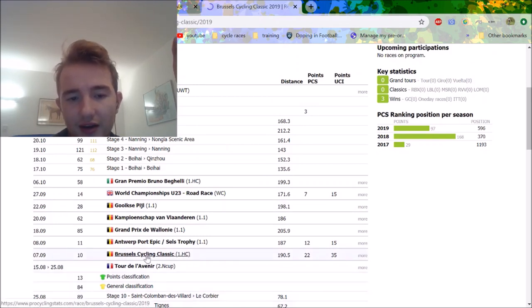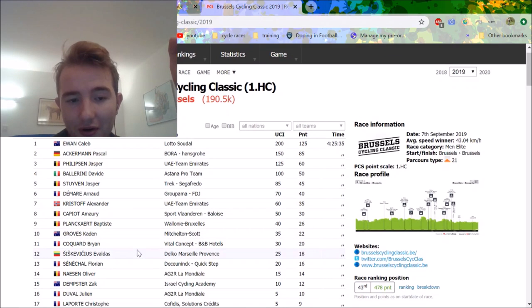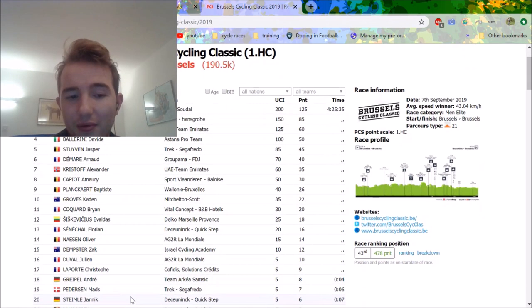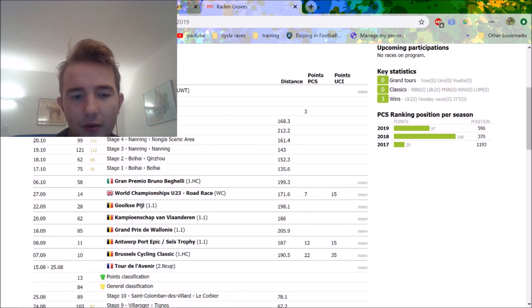Brussels Cycling Classic. I mean, that's an 1.HC, and that's not bad, is it? That's not bad at all. He beat Coquard, nice, and okay, not Laporte, but Greipel, world champ Brad Spencer.